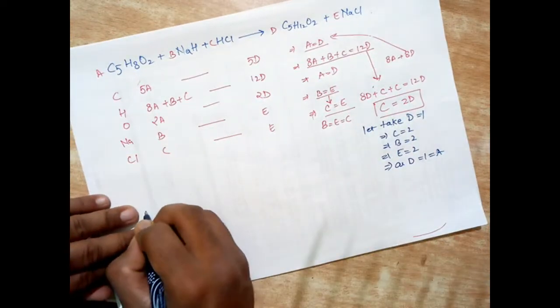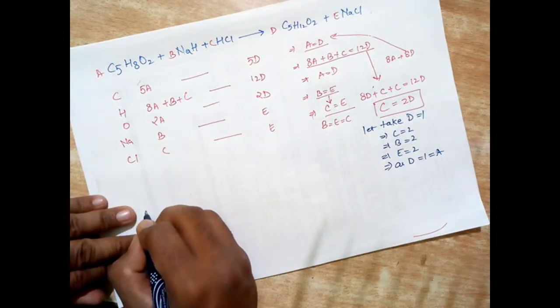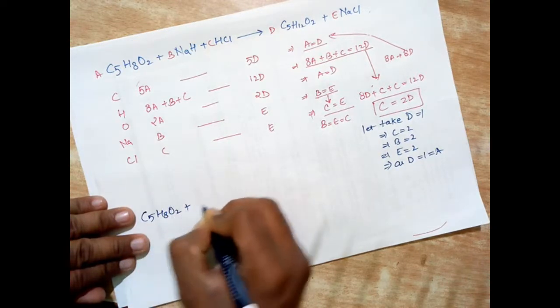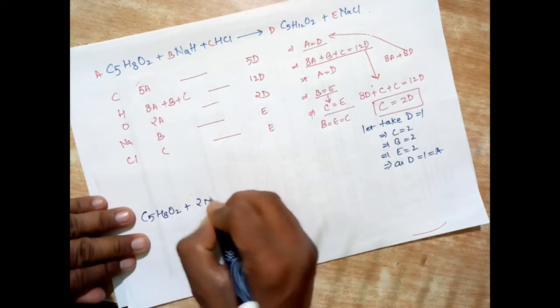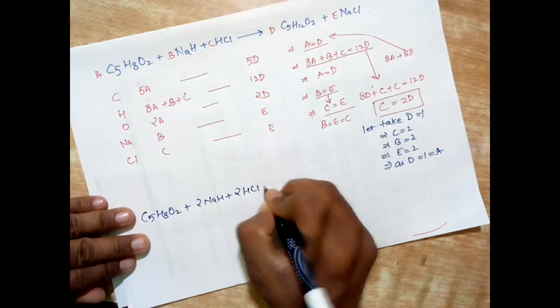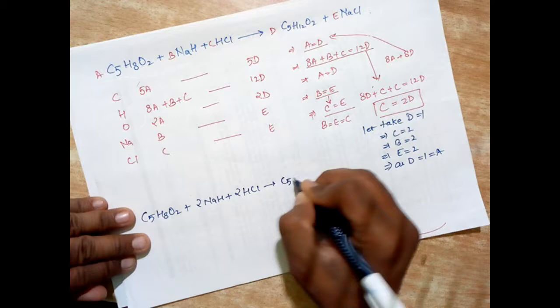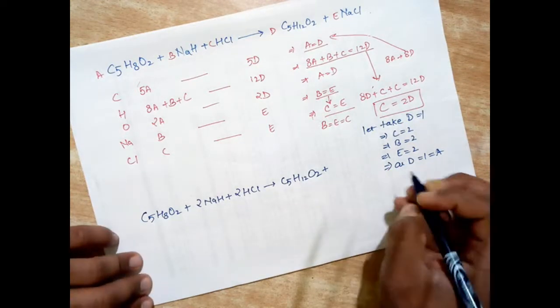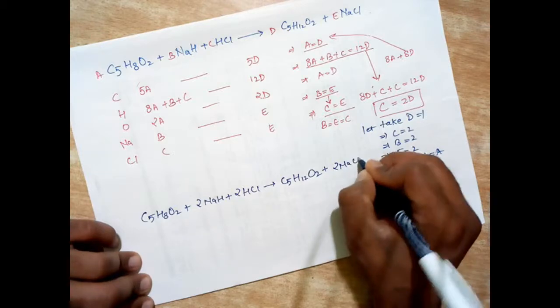So our answer is, okay, A is 1, C5H8O2 plus B is twice of NaH plus C is 2 HCl plus D is 1, so C5H12O2 plus E is 2 NaCl.